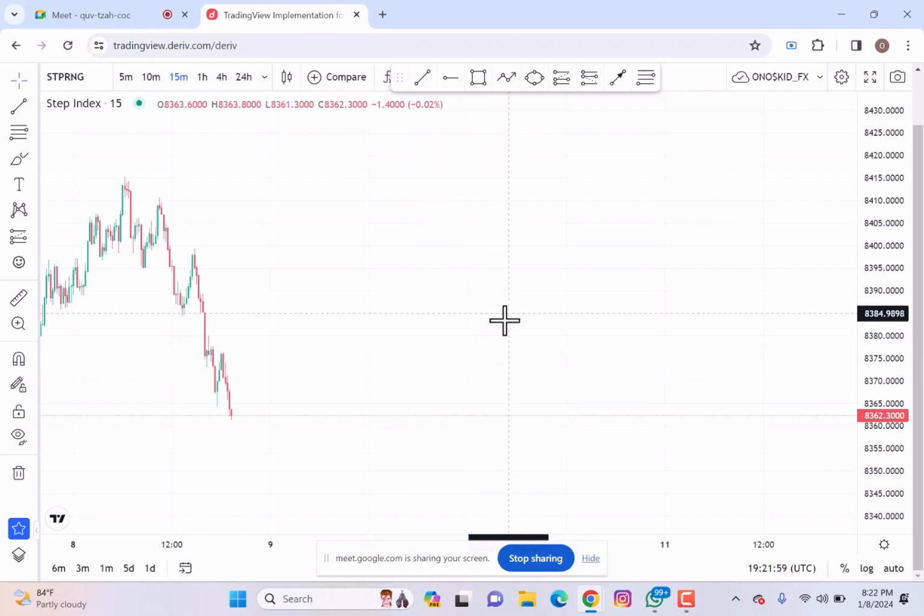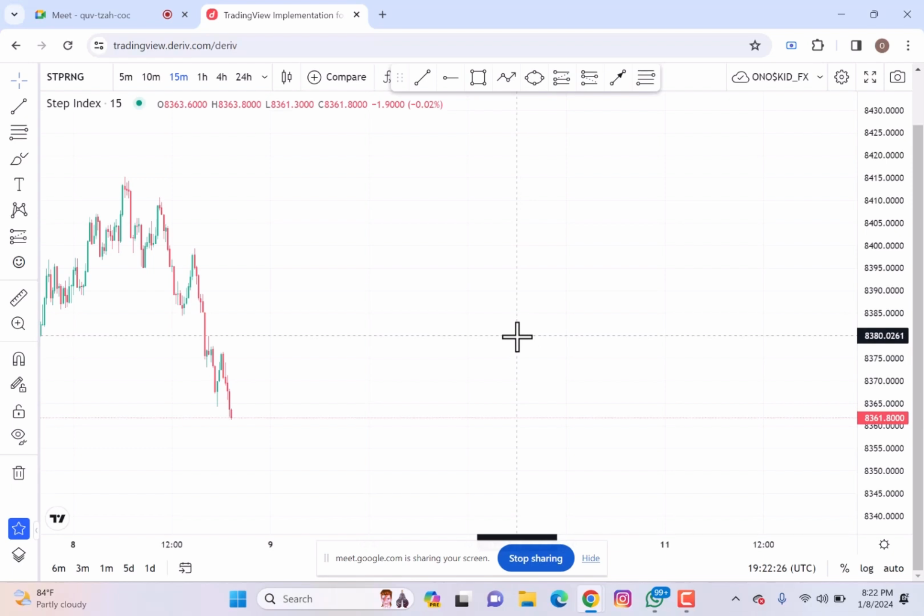Sorry, range is the distance between a higher high and a higher low in a bullish market, and it is the distance between the lower low and the lower high in a bearish market.